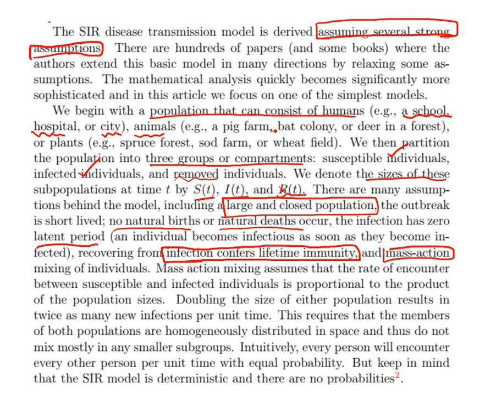These two groups of people are going to interact, and the rate at which the susceptible individuals become infected is directly proportional to both the population of the susceptible individuals and the population of the infectious individuals, and inversely proportional to the total population size.